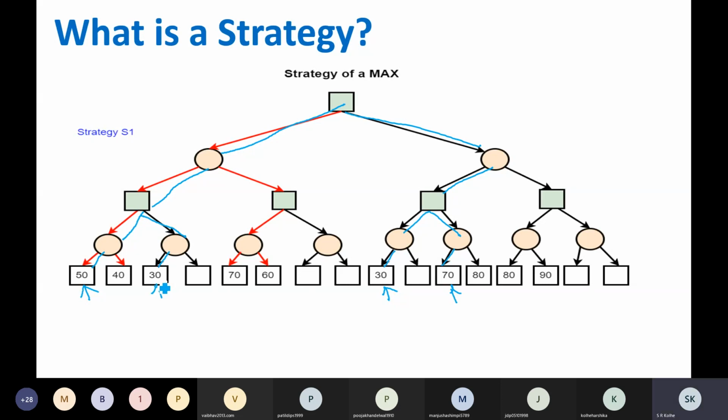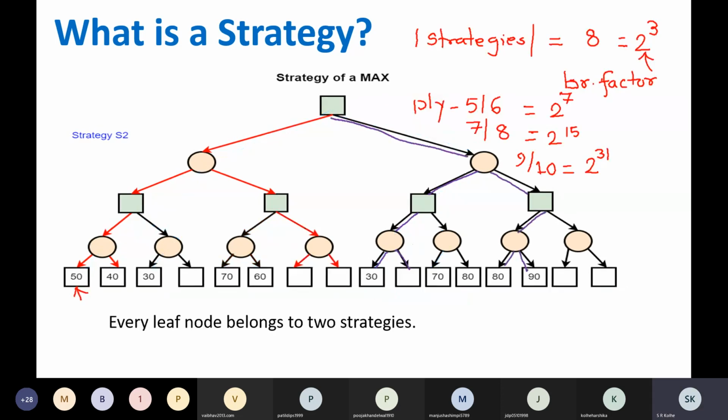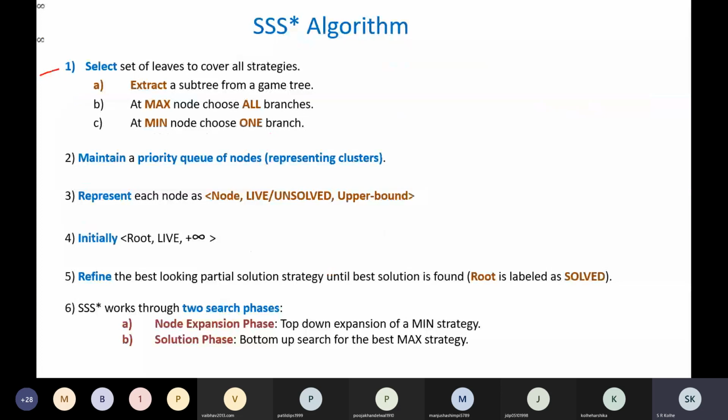Now S5, this node 30, come to the right part of this subtree, the game tree. This 30 belongs to S5 and S6, and this 70 belongs to S7 and S8. So therefore, this is how we have selected a set of leaves which will cover all strategies. So in this case, that set will contain 4 nodes.